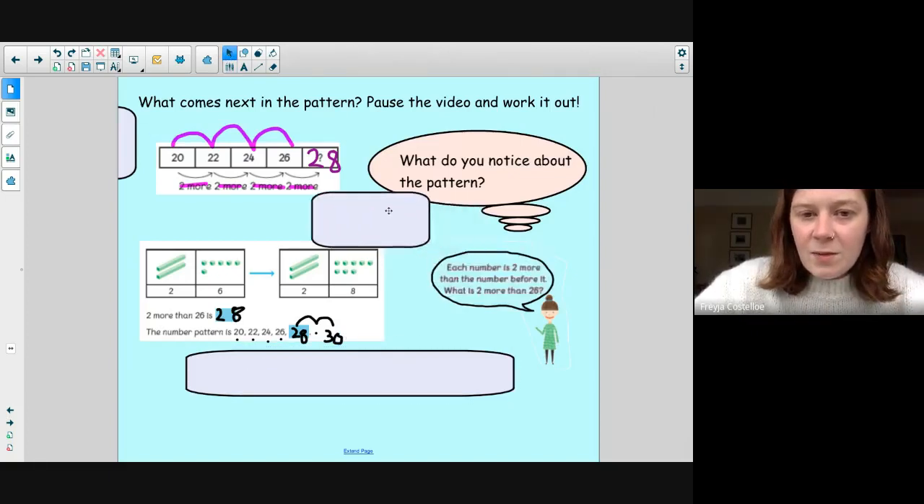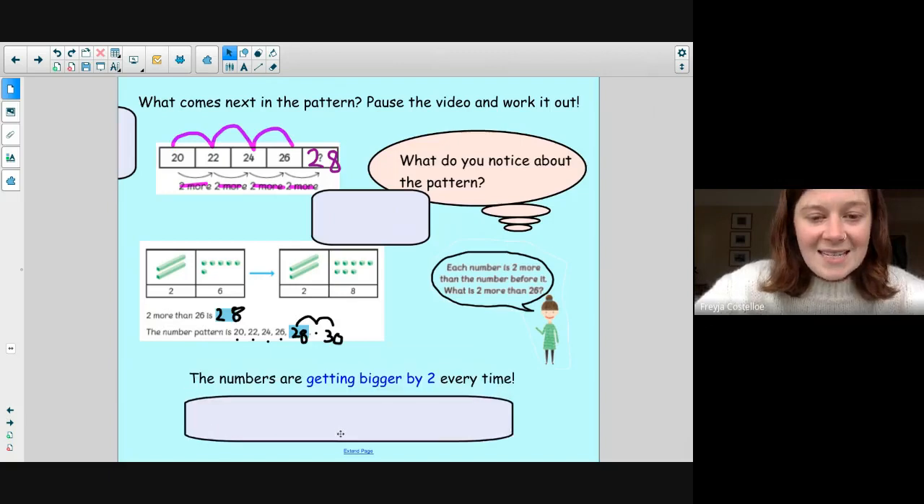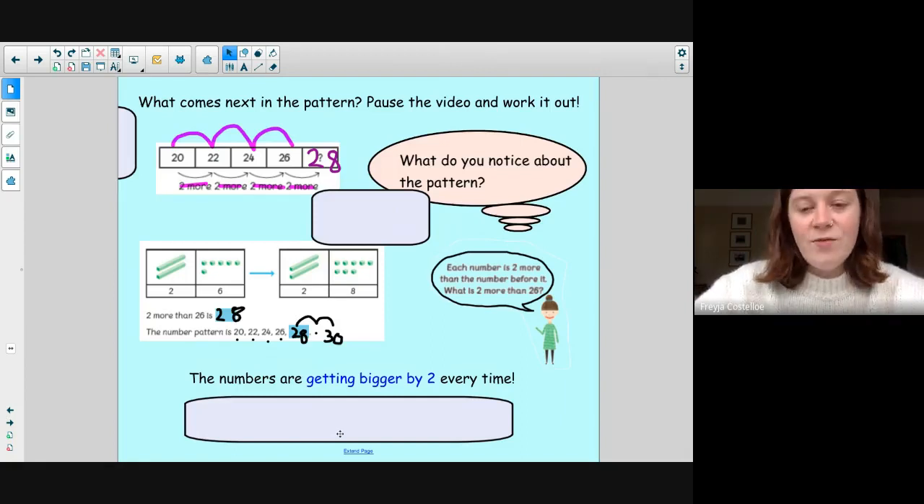So let's see what our friend here is saying. Each number is 2 more than the number before it. What is 2 more than 26? Well, we've worked that out, haven't we? 2 more than 26 is 28. So here, the numbers are getting bigger by 2 every time in that number pattern.